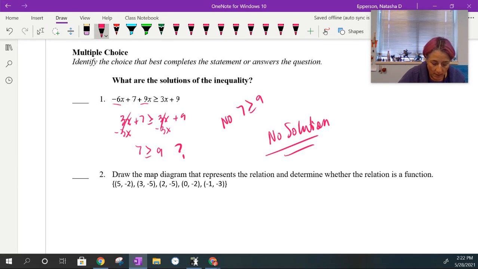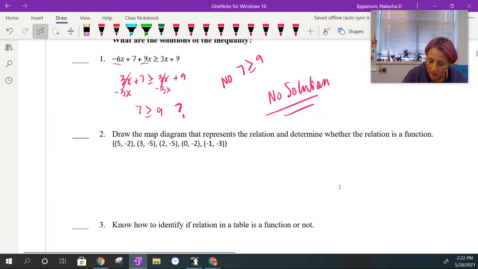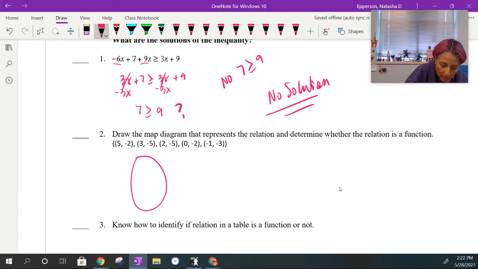Question number 2, it says draw a map that represents the relation and determine whether or not the relation is a function. So a map, I'm going to draw a diagram. All right, I'm going to list all my x values and all my y values. So my x is 5, 3, 2, 0, and negative 1. My y's are negative 2, negative 5 again, negative 2 again, and negative 3.